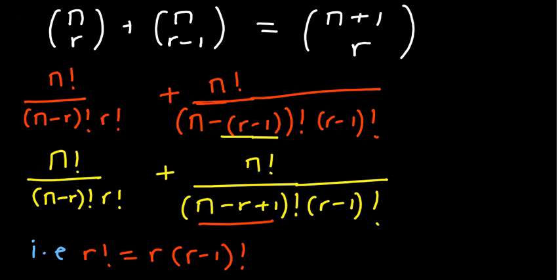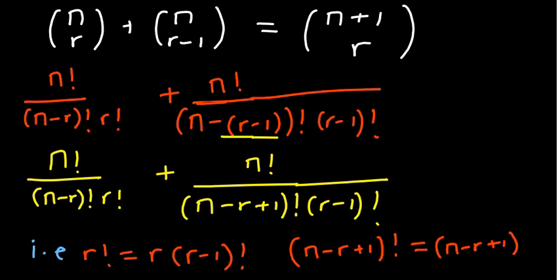I can also say n minus r plus 1 factorial is also equal to n minus r itself plus a 1. If I reduce it by a 1, it will give us what? It will give us, the 1 is going to disappear, so it will be n minus r factorial. So you understand why I've done all that.